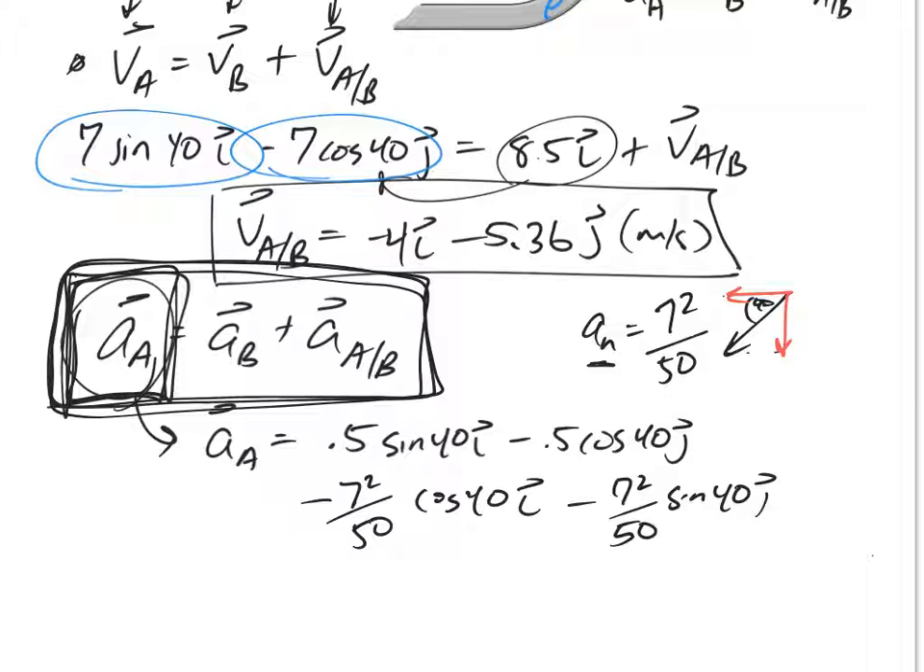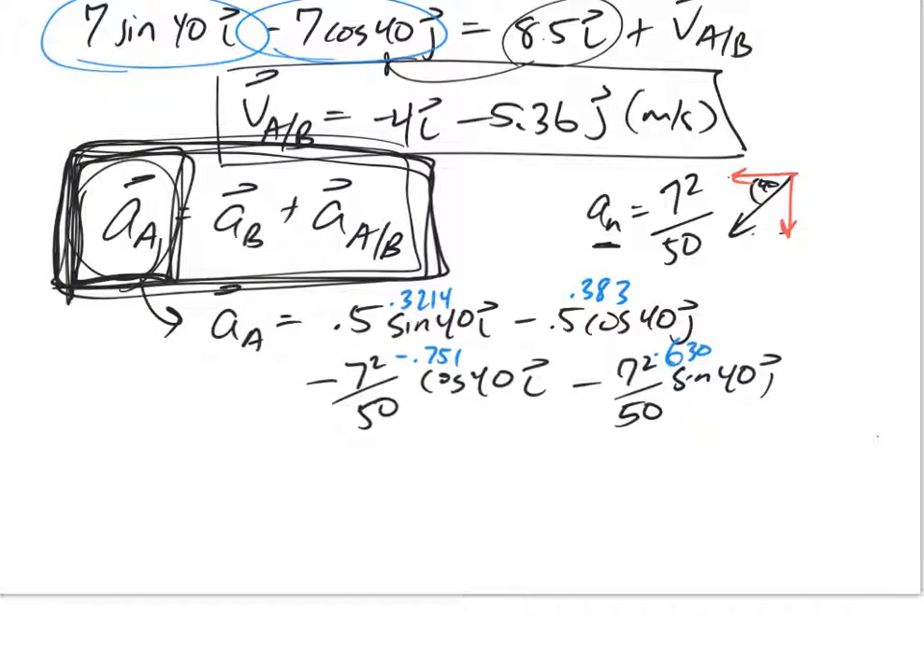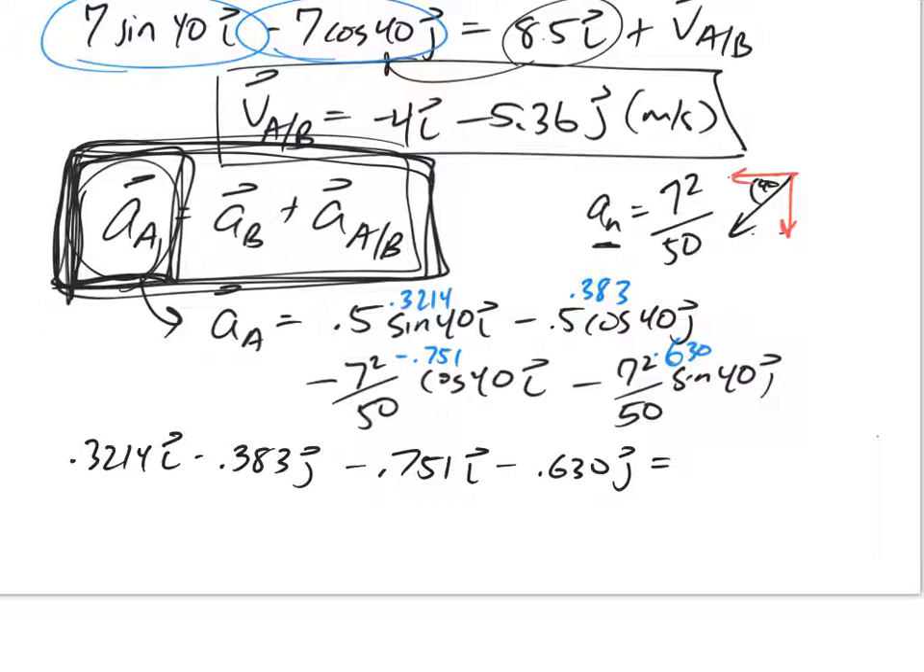We also have to do acceleration of B in order to find acceleration of A slash B. All right, so I just did some of this math in blue. I like to go ahead and write out the decimals instead of rewriting all the sines and cosines. So let me go back to my main equation, but plug in all of this: 0.3214 I minus 0.383 J minus 0.751 I minus 0.630 J. So that was all just acceleration of A.